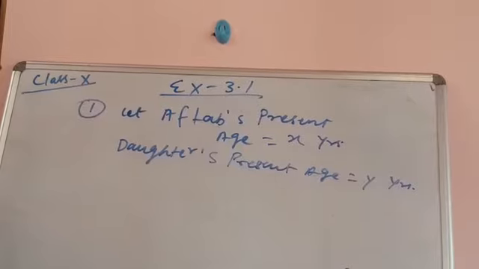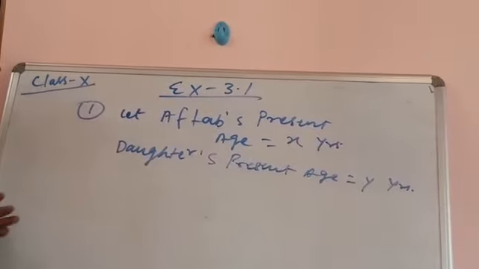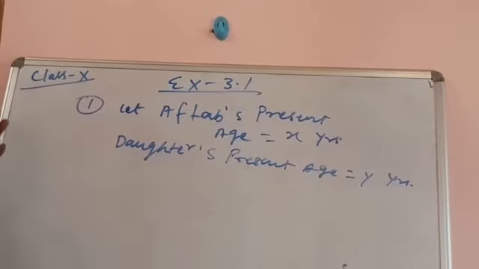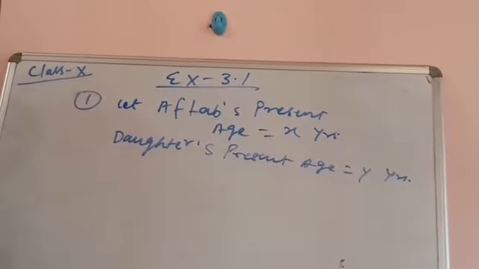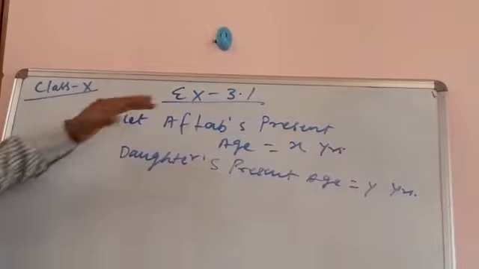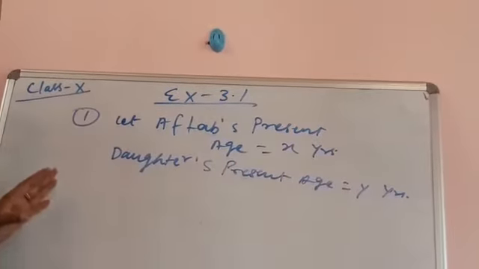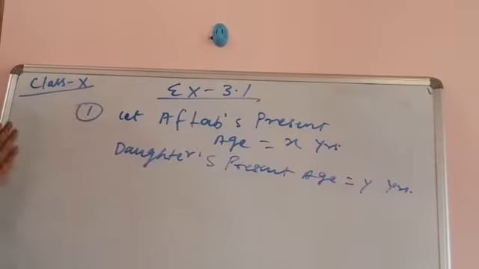Now see, in this question, let me say that understand the peculiarity, the speciality of the question. In this question it is Aftab and his daughter. We have started with the present tense. Now we'll start with the situation. What is the very first situation?